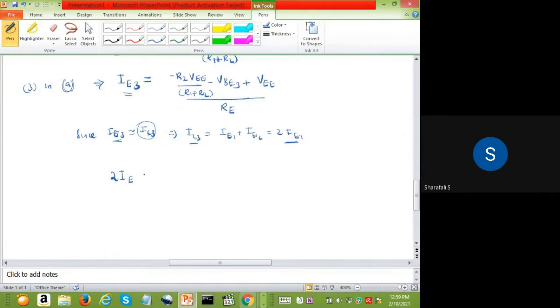So that will give me 2 times IE3 will be equal to, sorry, here I am substituting IE3 will be equal to IC3. So IC3 will be equal to 2 times IE1. So IE3 will be 2 times IE1. So 2 times IE1 will be equal to minus R2 VEE divided by R1 plus R2 minus VBE3 plus VEE divided by R.